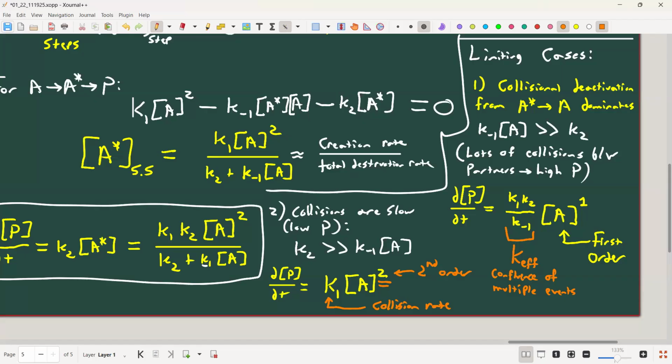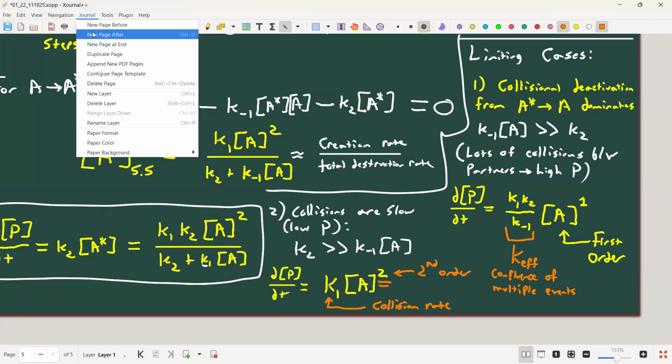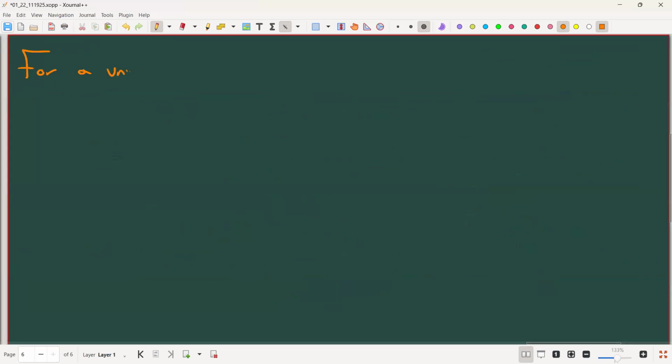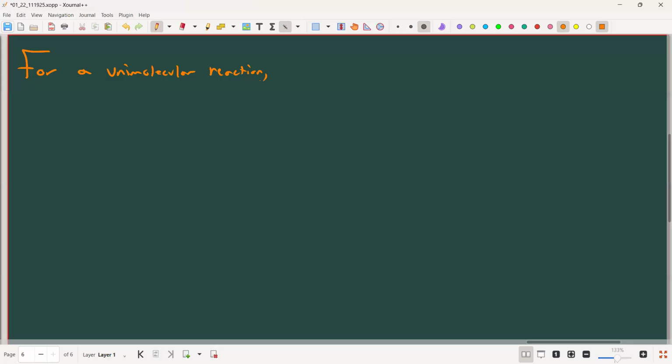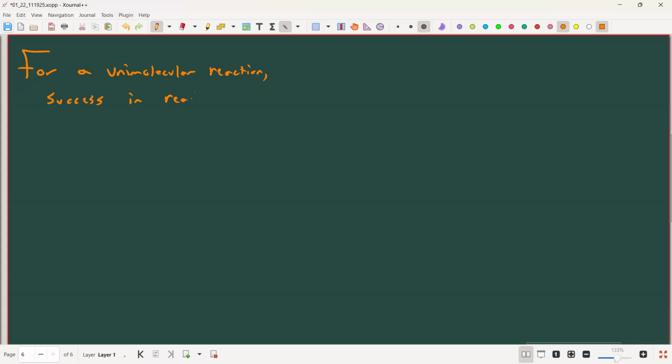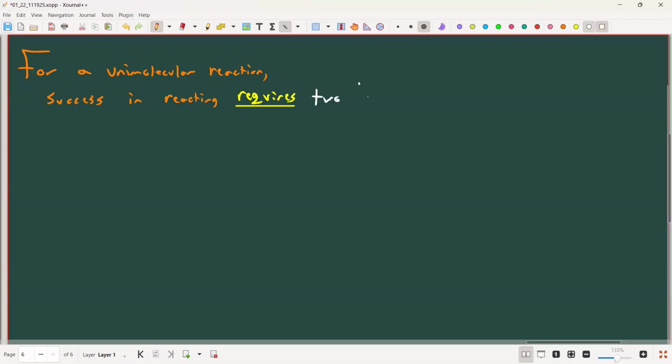So let's put that together, right? So what's the qualitative conclusion about this? For a unimolecular reaction, success in reacting requires two bodies. It's not a unimolecular reaction. It's a reaction of one molecule that requires a friend. There's a buddy system involved here.